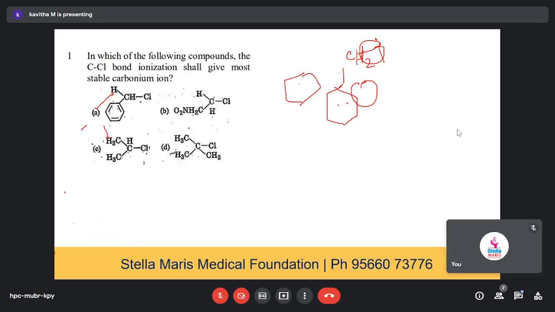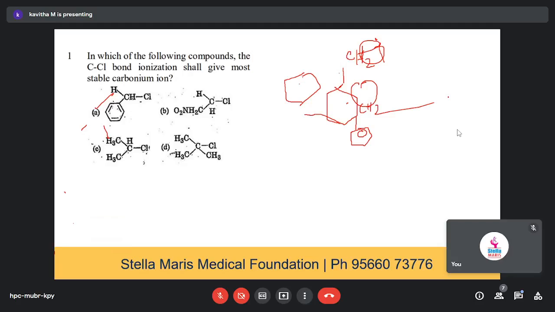So you have the benzyl cation, and that is stabilized by resonance. Because of that, we have 4 resonating structures. If this benzyl group is not there, what will be the next one? If I'm not having the benzyl cation here, benzene is not there, what will be the answer?